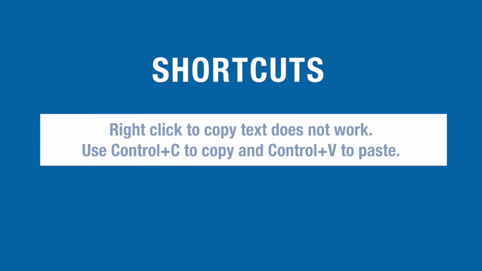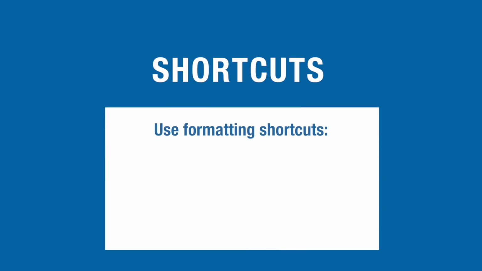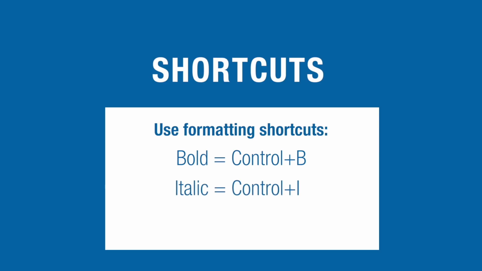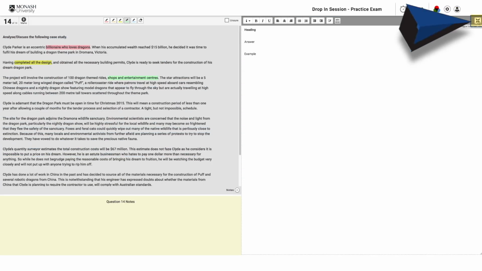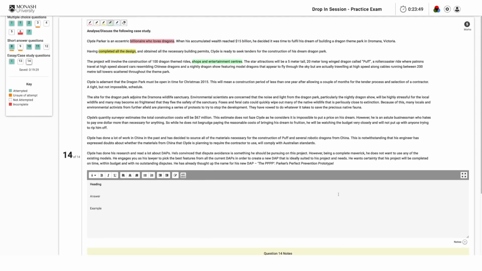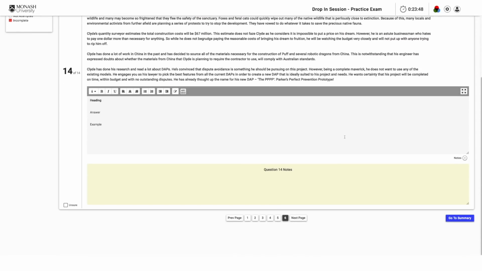Right-clicking to copy text does not work. Use Ctrl-C to copy and Ctrl-V to paste. You can use formatting shortcuts as well: bold, Ctrl-B, italic, Ctrl-I, underline, Ctrl-U. Return to the exam view by clicking the split screen icon again. You will need to return to the exam view to navigate to other questions.